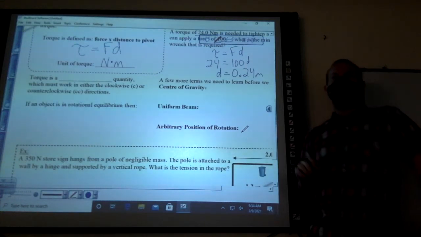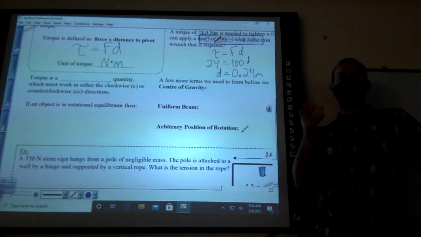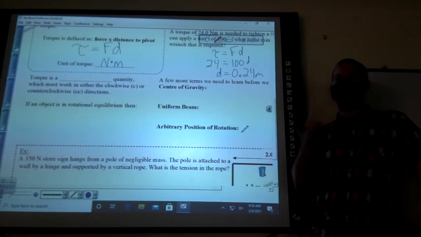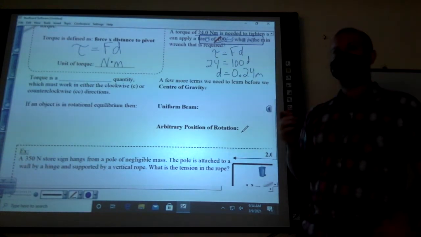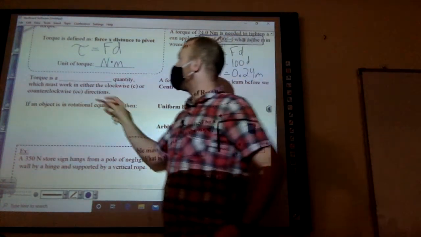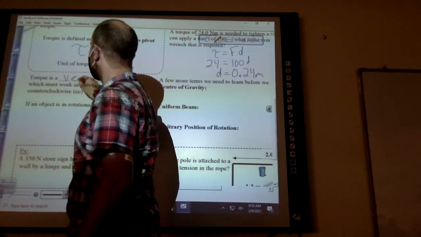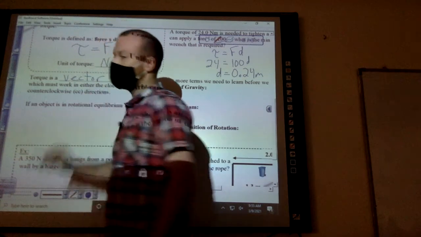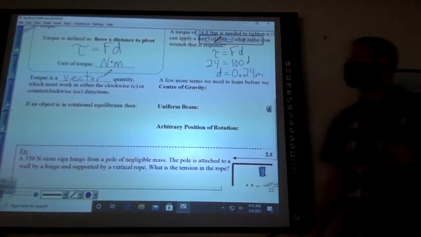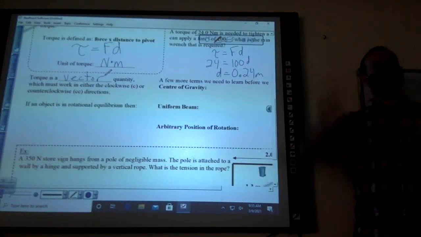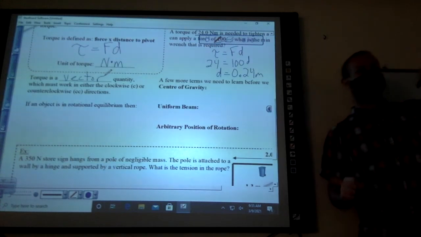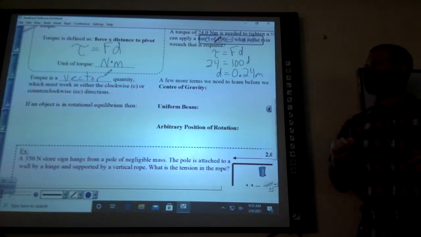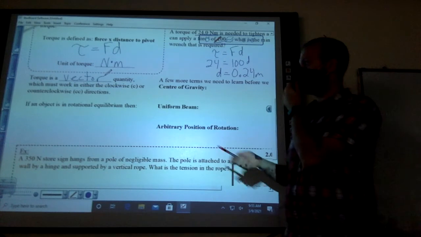Sure does. How many of you have tried to unscrew something or to tighten something and you're twisting it the wrong way? Does it make a difference? Yeah, I broke it. There you go. It does make a difference. Torque is a vector. You either apply clockwise torque or counterclockwise.